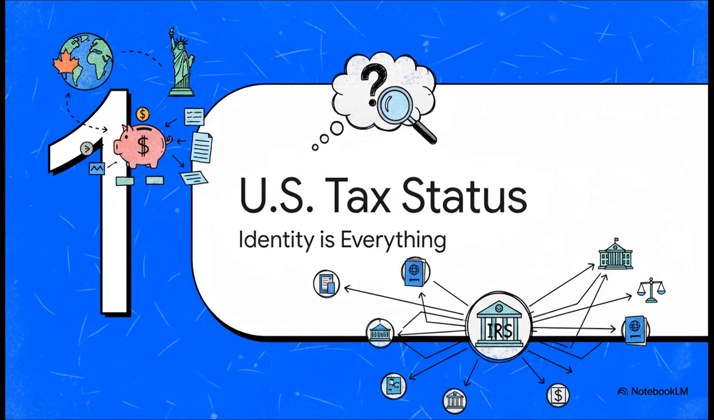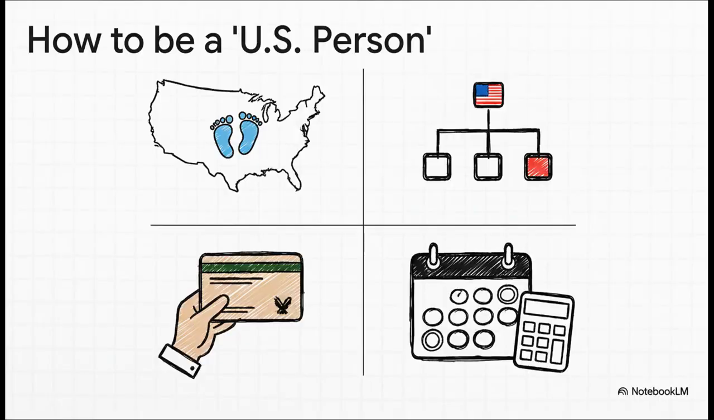Okay, first up, defining your U.S. tax status. And the subtitle here really says it all. Identity is everything. This one classification truly underpins how the entire U.S. tax code applies to your financial life. So, what does it take to be considered a U.S. person? Well, there are a few ways.